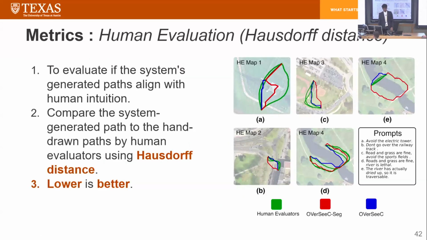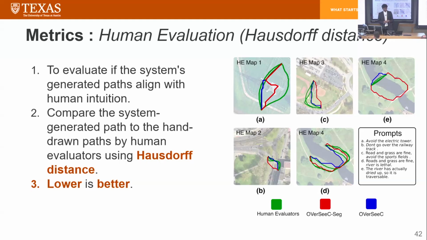We did some human evaluations in which we had certain maps, we gave starts and end goals, and we have some natural language prompts. The human evaluators drew the path over the map. The green ones are from the human evaluator. The red one is OVerSeeC seg, which means OVerSeeC with SegFormer, which is our baseline. And the blue one is our method called OVerSeeC.